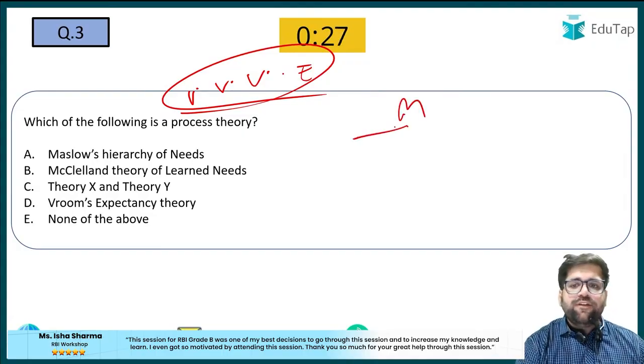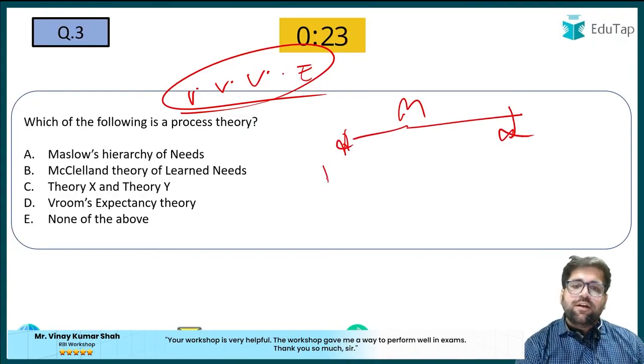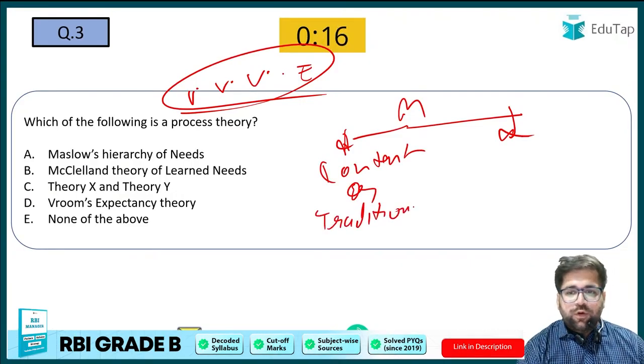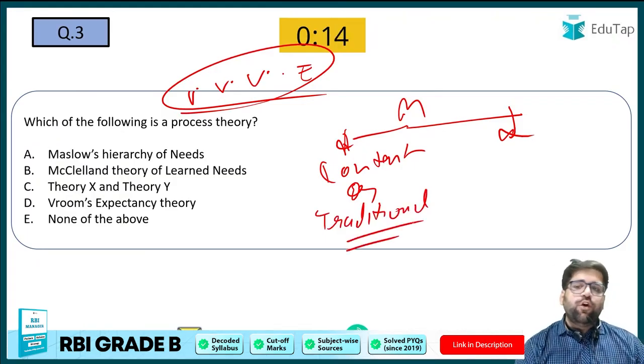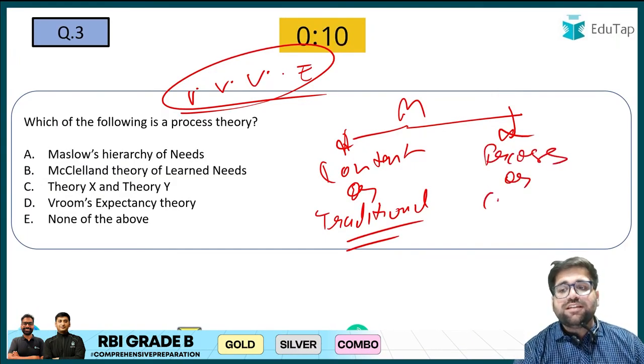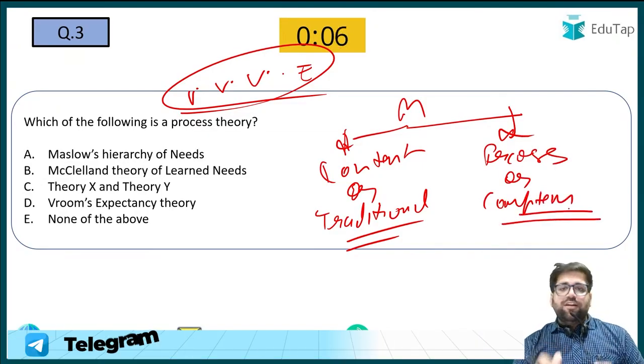We all know that motivation theories have two types of categories. The first is content based. Content based is also known as traditional theories. And the second one, we all know, is process theories of motivation. Process theories are also known as contemporary theories. I hope you all know these different categories.